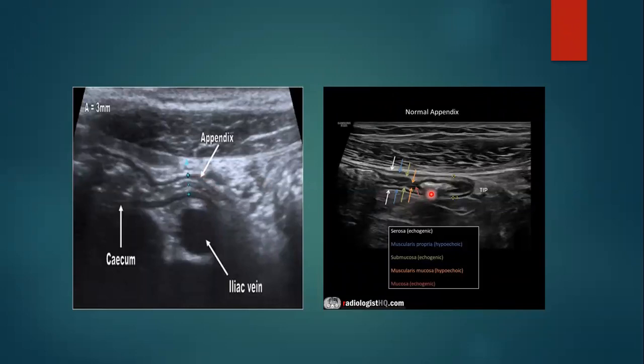And this ultrasound picture shows the normal five layers of the wall of the appendix. This includes the outermost layer, the echogenic serosa, followed by the hypoechoic muscularis propria, followed by the echogenic submucosa, followed by the hypoechoic muscularis mucosae, followed by the innermost echogenic mucosa.